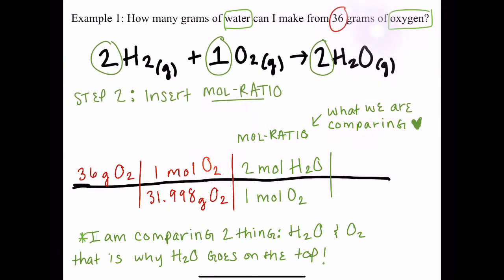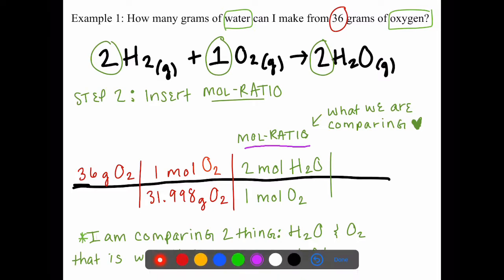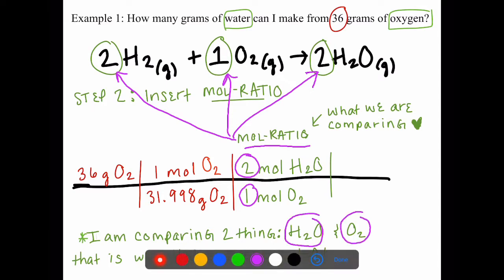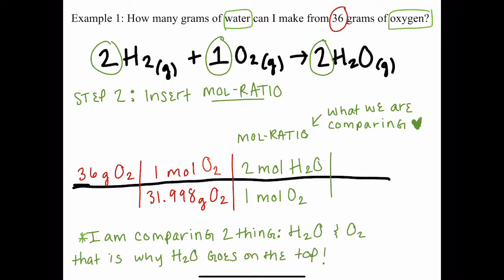So then our second step is where we put in the mole ratio, and I circled in green where that comes from. In this problem, we're comparing water and oxygen gas. I want to know how much water I can make at the end from how much oxygen I'm going to use as a reactant. So that is where the mole ratio comes from. It comes from these coefficients right here. Since I'm only comparing oxygen and water, I'm only going to use the coefficients from oxygen and water. So that's the second step. Not terrible. Comparing oxygen and water.